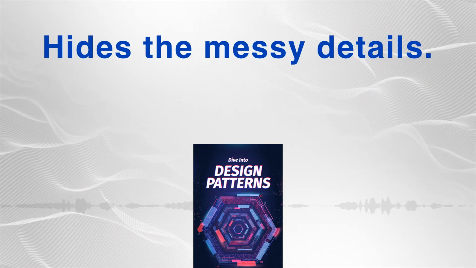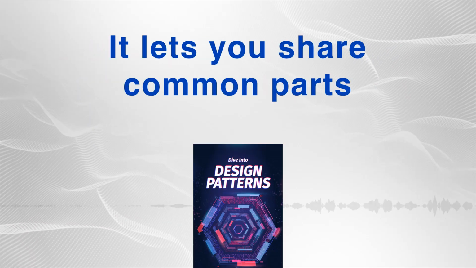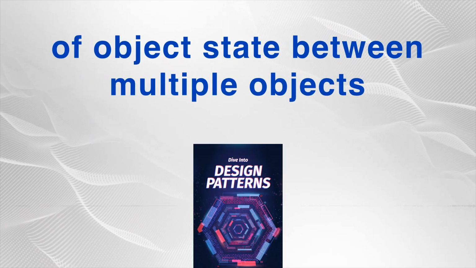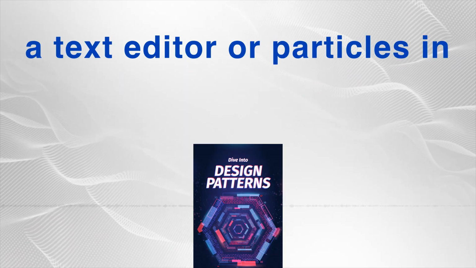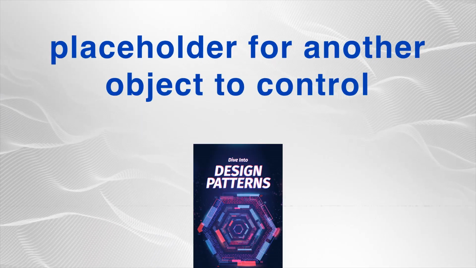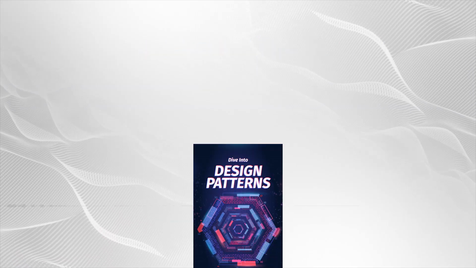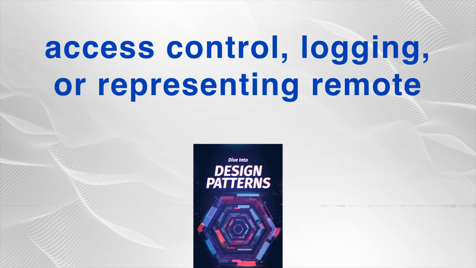Hides the messy details. Exactly. Flyweight is a memory optimization pattern. It lets you share common parts of object state between multiple objects to reduce memory usage. Useful for things like characters in a text editor or particles in a game. And proxy provides a surrogate or placeholder for another object to control access to it. This can be for lazy initialization, access control, logging, or representing remote objects.